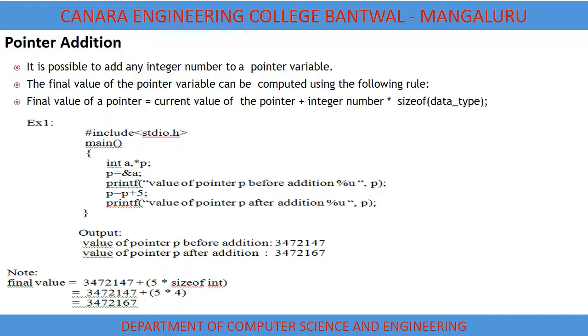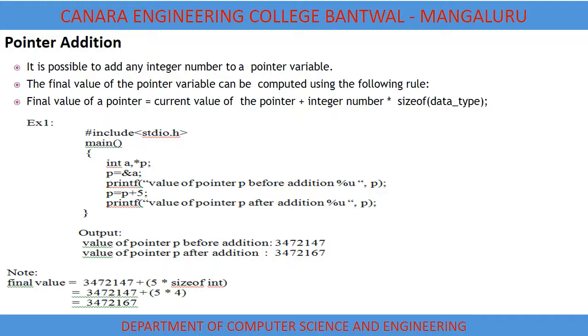So if the size of the data type is 2 bytes, and I take the value as 5, it will be 5 into 2, that is 10 bytes. If I take the value as 4, then it will be 4 into 4 or 4 into 2 depending upon the data type. We'll illustrate with an example.